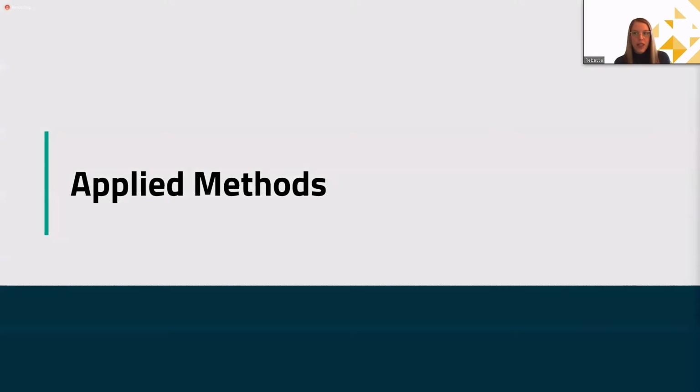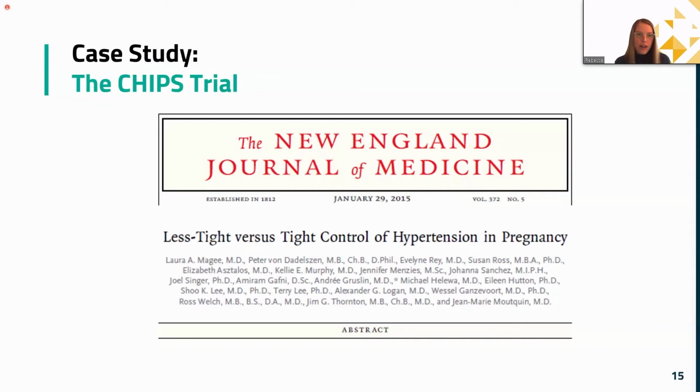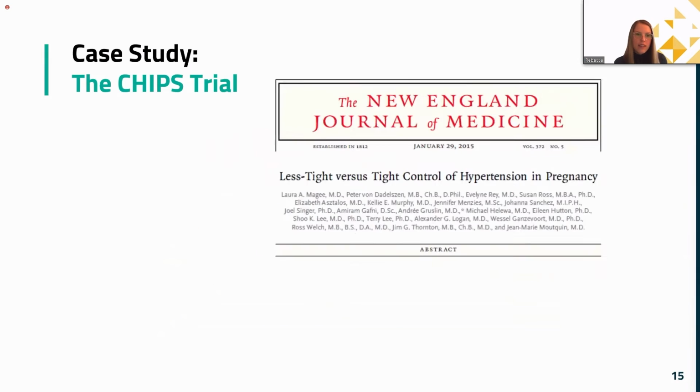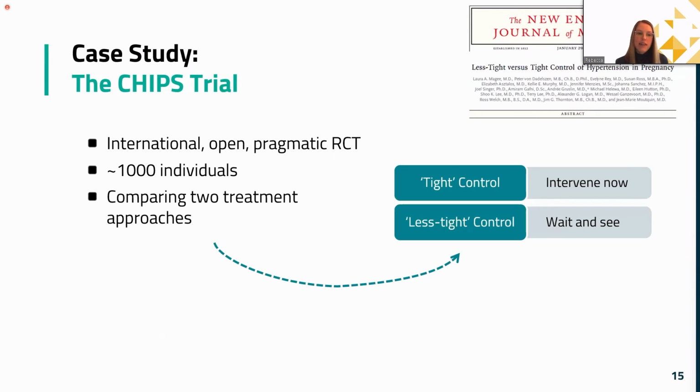So what did we do? Well, we looked at the CHIPS trial, which was a large trial that was published in the New England Journal of Medicine, looking at high blood pressure and pregnancy. This was an international open pragmatic randomized control trial, which is essentially the closest to real life that we can get in a clinical trial. And it had about 1,000 individuals, whereas previous trials looking at high blood pressure and pregnancy only had about 300 people. So we're better able to detect a significant treatment effect in a larger group of people like this.